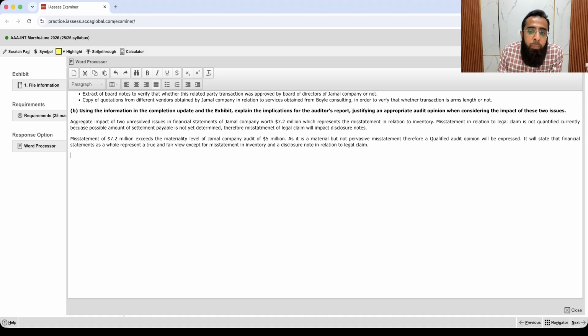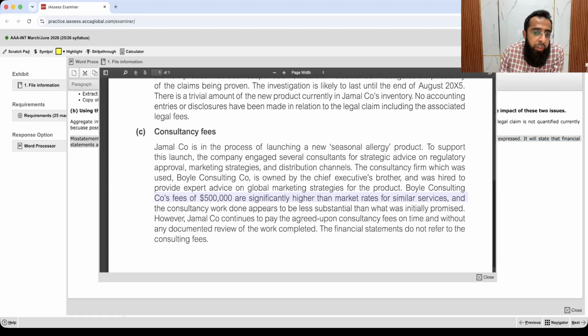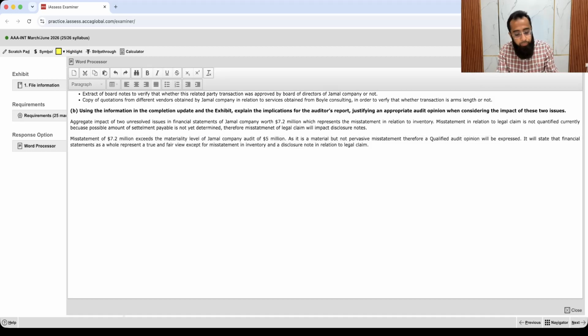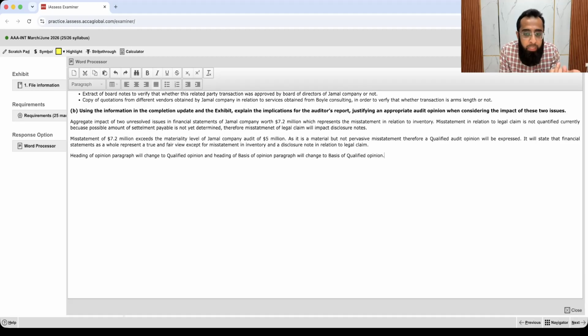See, sir, why it is material but not pervasive? See, pervasive is when we say that financial statement has become meaningless. Now, for obviously $7.2 million, you will not say that financial statement has become meaningless because their profit is 100 million. It's not like 80% getting misstated. It's material because it exceeds materiality level, but it's not pervasive. Okay. Heading of opinion paragraph will change to qualified opinion, and heading of basis of opinion paragraph will change to basis of qualified opinion. Okay, this is what happens whenever the opinion gets qualified.